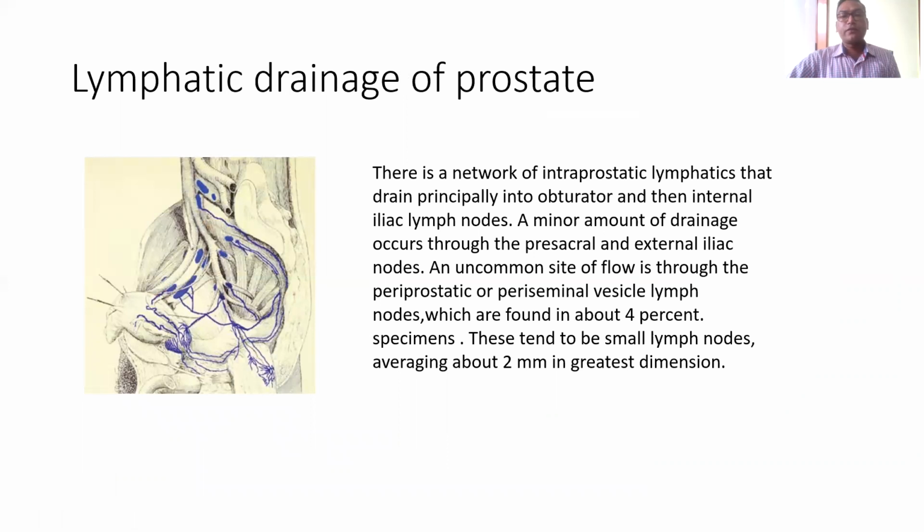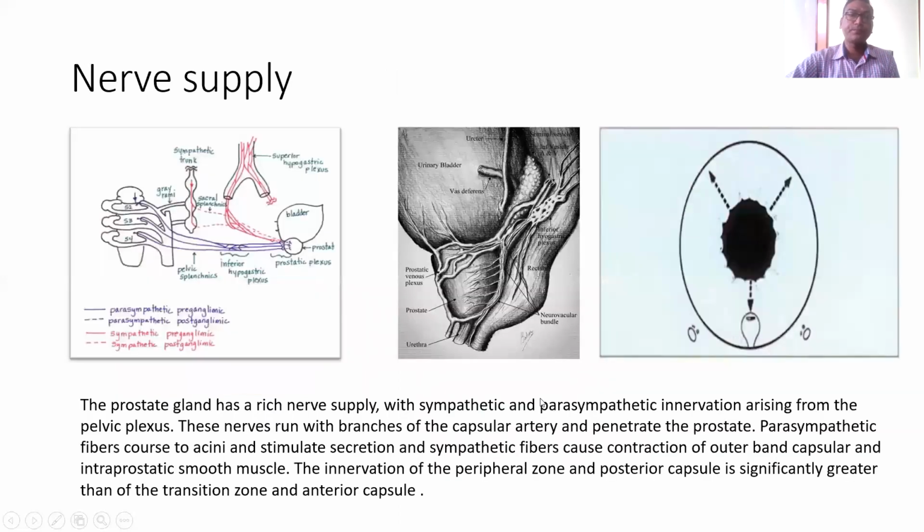There is a network of intraprostatic lymphatics that drains principally into the obturator and then to the internal iliac lymph nodes. A minor amount of drainage may occur through the presacral and external iliac nodes. An uncommon site of flow is through the periprostatic and the periseminal vesical lymph nodes, present in about 4% of the patients. This tends to be small lymph nodes, average around 2 mm in the greatest dimension.